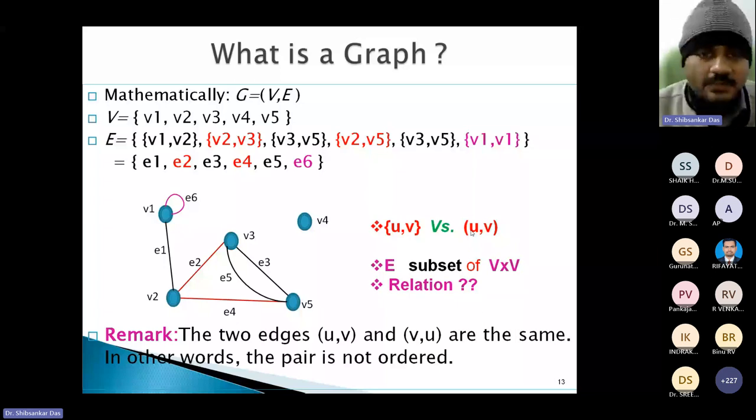So what is E basically here? Look, E is a subset of V cross V. That means E is a relation, right? What is the definition of a relation? A relation is a subset of a Cartesian product. So E is a subset of V cross V. Therefore, E is a relation.